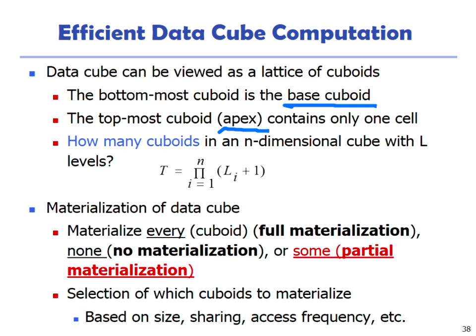So, how many cuboids in an n-dimensional cube with L levels? So, to compute the number of cuboids, we can use this formula. So, T equals the product of i equals 1 to n of (Li plus 1).